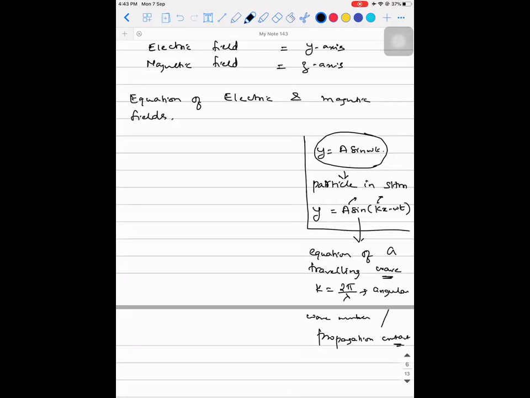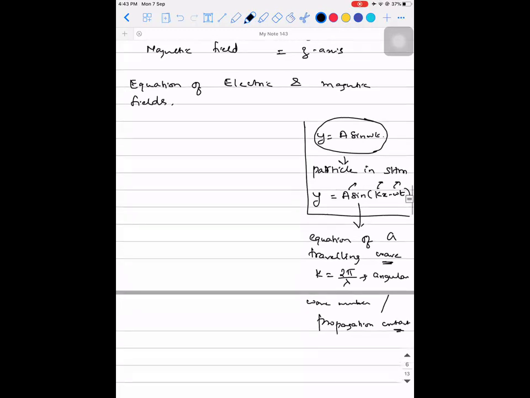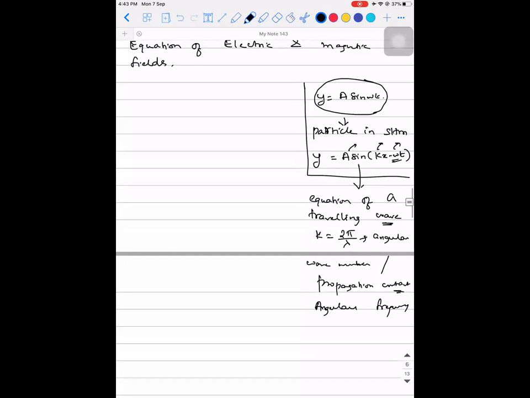Similarly, what does omega stand for? It is called angular frequency. So you asked me what exactly that frequency is that we are talking about, this omega. Angular frequency, how is it related to frequency? It is 2 pi into f. This we have discussed many times, right? So f is frequency, omega is angular frequency. I hope you guys are able to understand this point.